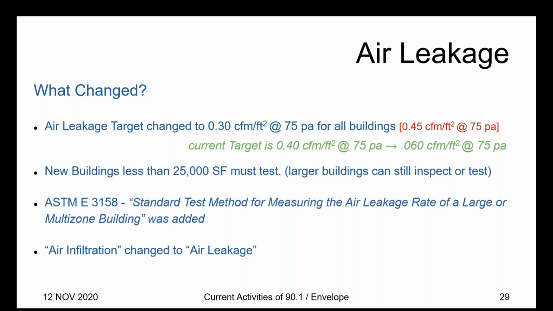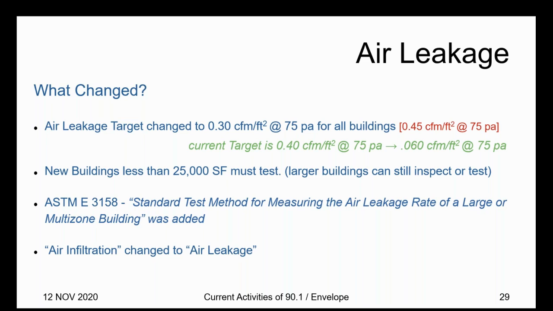The air leakage target changed. It was 0.4 before for whole buildings, and now it's 0.3. And then there was what they call a safety valve. If you can't hit the 0.4, you could have hit 0.6. So now it's changed to 0.45. So it was 0.4 to 0.6, and now it's 0.3 to 0.45. Now this hasn't gone through full public review, so it may change, but that's the way we're headed.